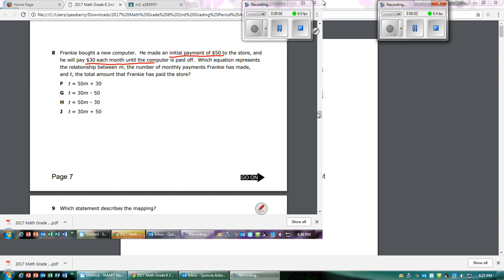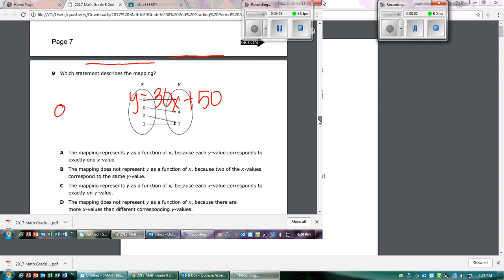So again, we always want to start with our y. In my class, we always use y equals mx plus b or y equals mx. So looking at this, it's saying he has an initial payment of $50, and he's paying $30 each month. Well, that $30 each month sounds like a rate of change, something that's paying consistently over the number of months. So that's my slope. So it's 30x, and then plus that initial payment that he made, plus 50. So my equation that matches that is going to be J. You should have got J.